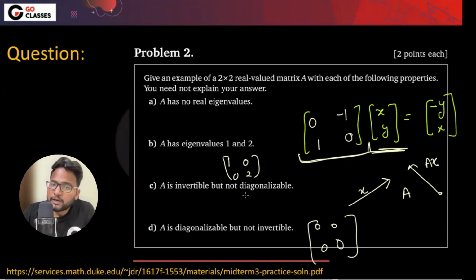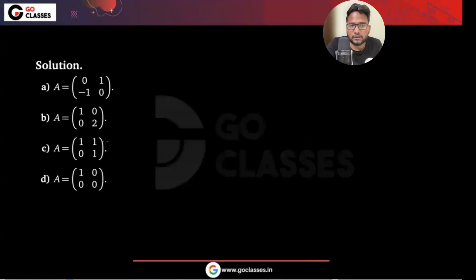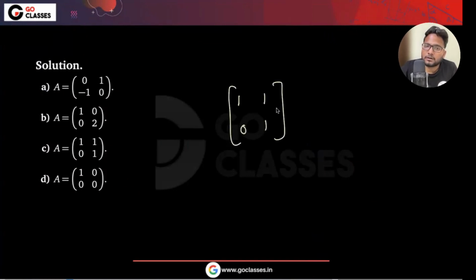A is invertible but not diagonalizable. I think we had examples of this previously also, right? Where the matrix is invertible but not diagonalizable. Do you remember? I think we can give the same example. This matrix, 1 1 0 1, is invertible, but it is not diagonalizable.